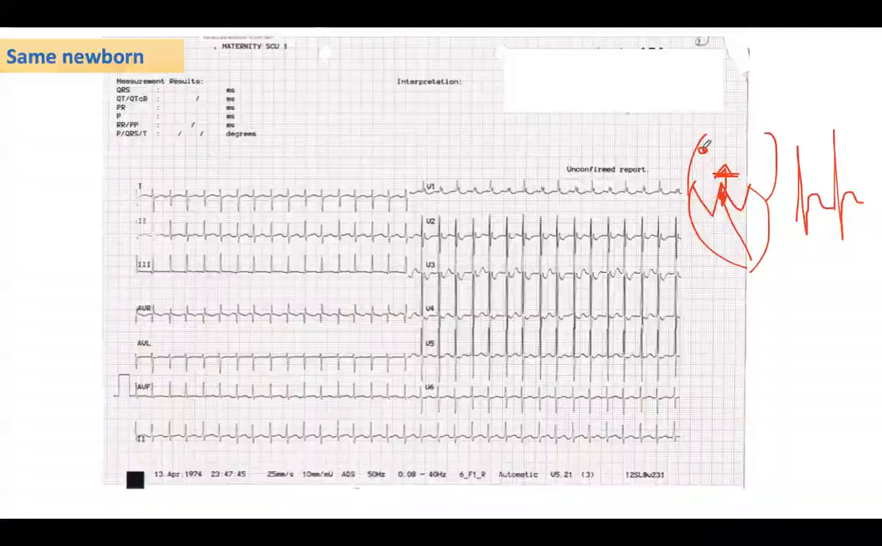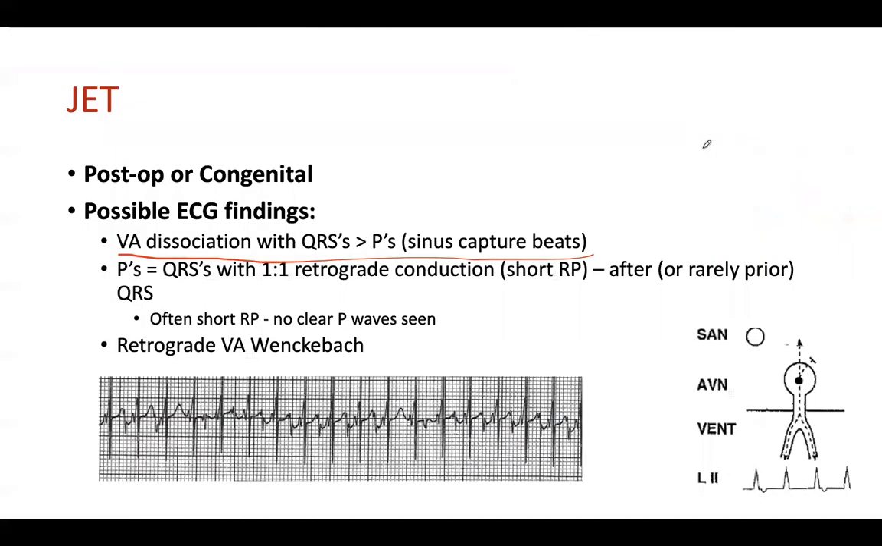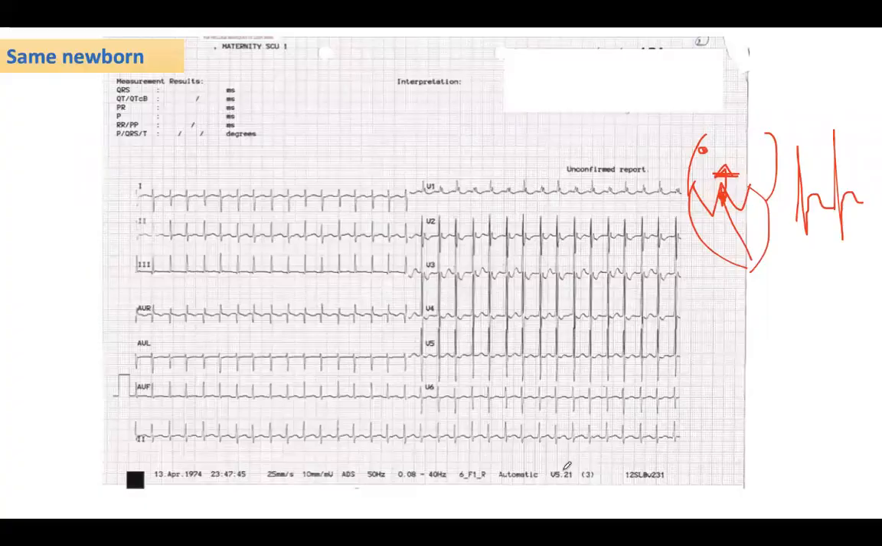Sometimes this is complex and I will not bother you with this. Sometimes there is retrograde VA Wenckebach. It's like your AV node Wenckebach, but retrograde. So the PR prolongs and then blocks, like in this example. There is no P wave here, this is an atrial wire. The QRS-to-A interval gradually prolongs until it blocks here, and so forth. But it's rare.